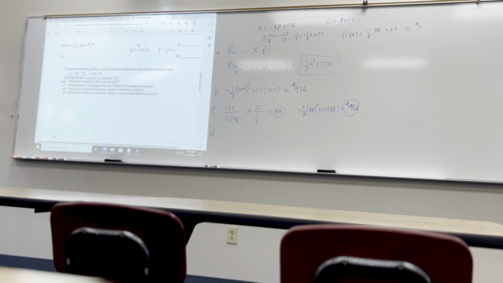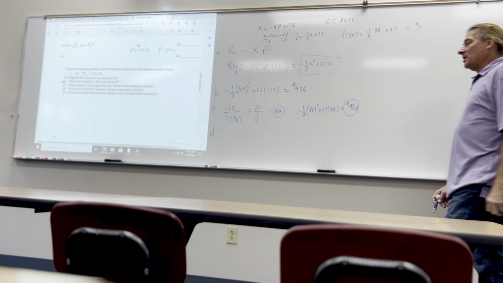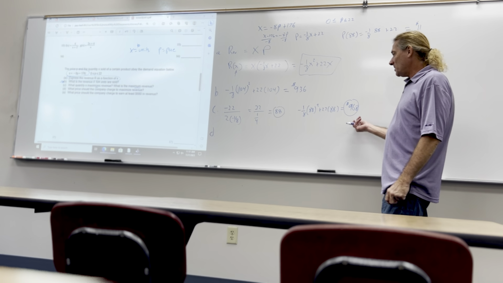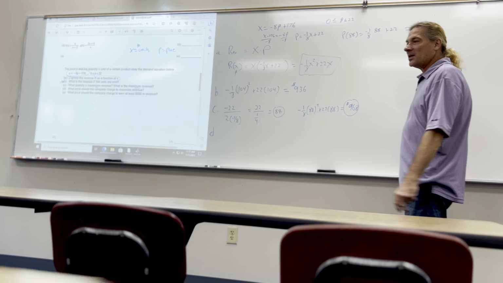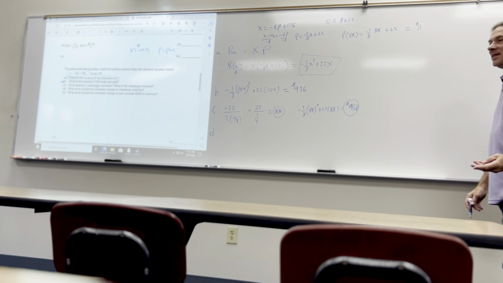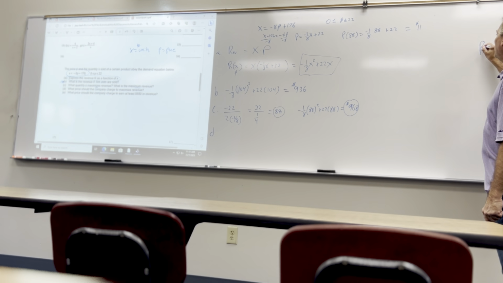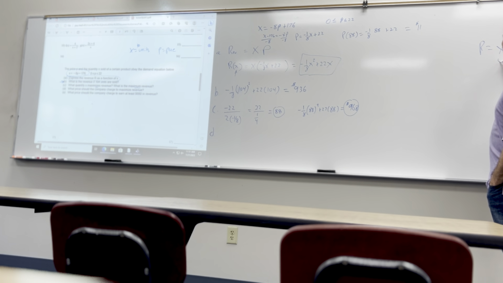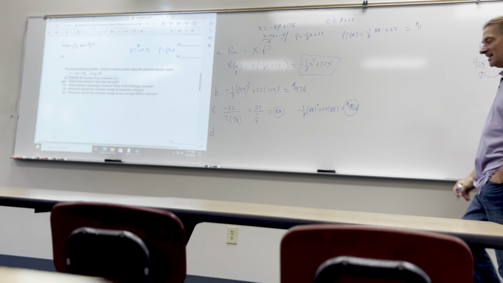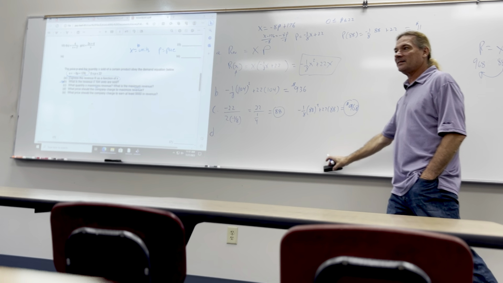Do you want us plugging it into the original? If you can understand what you just said, yes, I'm all down with that. Okay. Here's why that works. The revenue is equal to X times P. If we know X and we know R, then of course P will be the division of that. You see what I mean? That's why it works, but they don't want to tell you that.